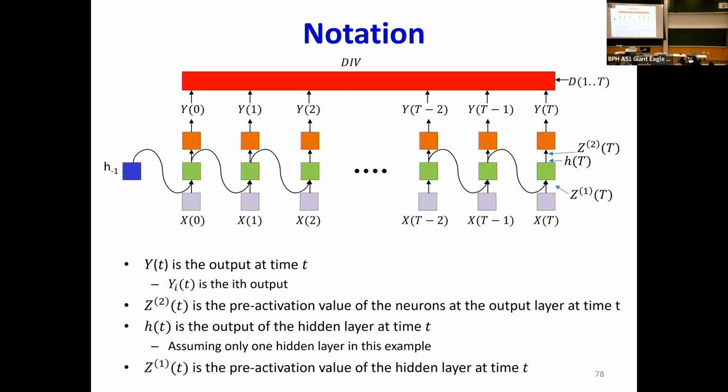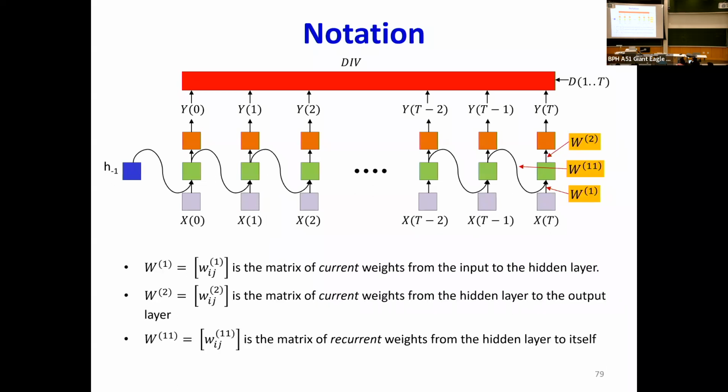So here's my notation. I'm going to say that yt is the output at time t. In this particular example, I'm just using this picture for illustration. So I've introduced the various variables. You have one hidden state and one output state. The affine value at the first hidden state is shown as z with superscript 1. The output of the hidden state is shown as h. The affine value at the second layer, which is the output layer, is shown as z with superscript 2. And the output is y. Output of the second layer is y, okay?